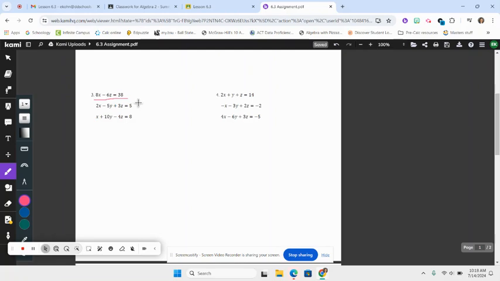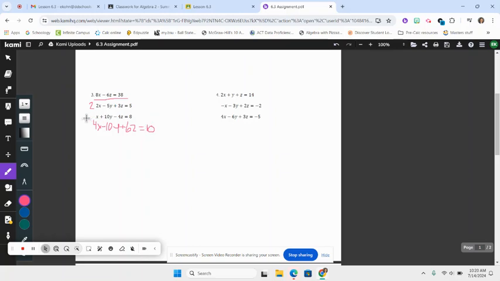So if I can take these other two and eliminate the y's, then I have another equation that's x and z. So what I'm going to do is take this second equation, multiply it by 2, and write it underneath, okay? So I get 4x minus 10y plus 6z equals 10.